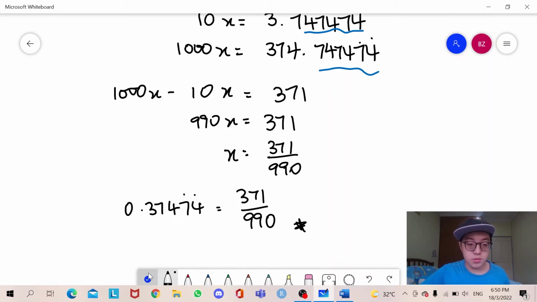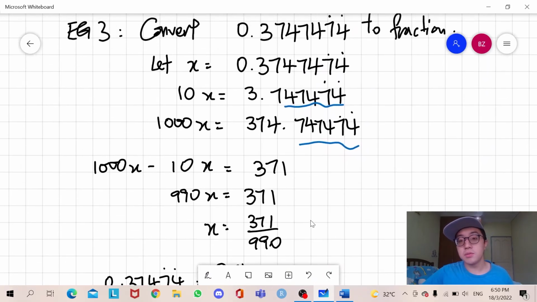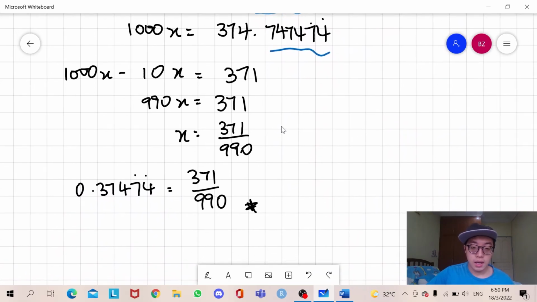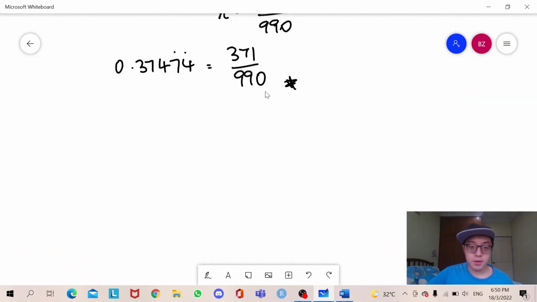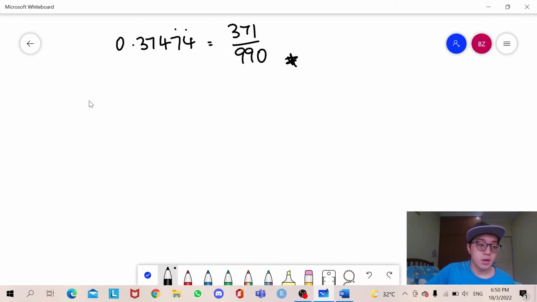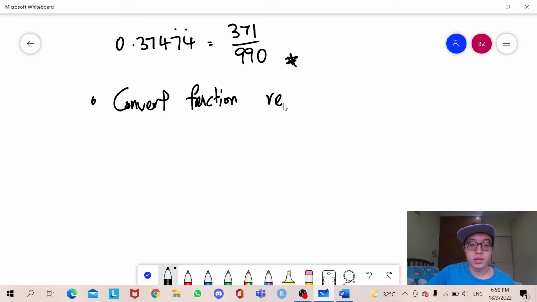So yeah, this is the recurring decimal part. It's a little bit tricky, but it's not too hard if you do a lot of practice. And I think I will touch a little bit on how to convert a fraction back to a recurring decimal.